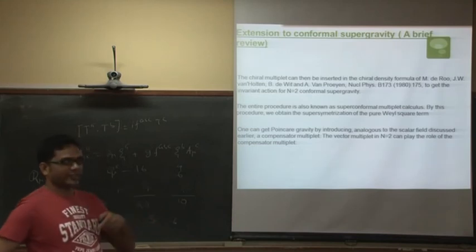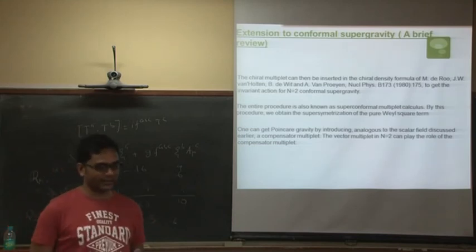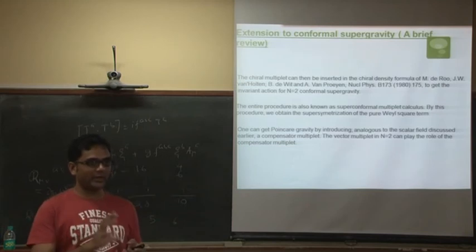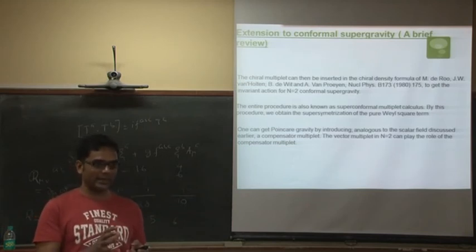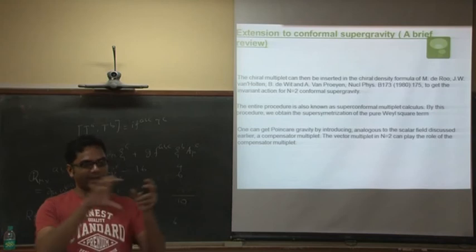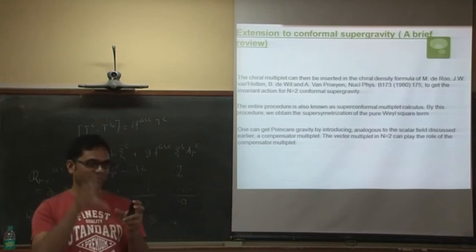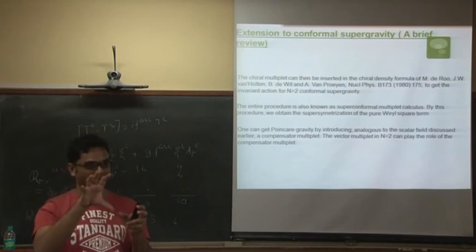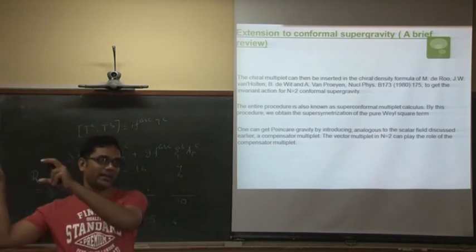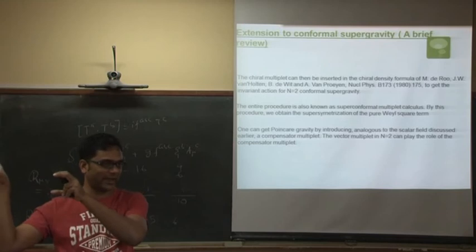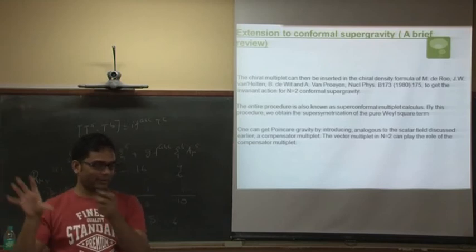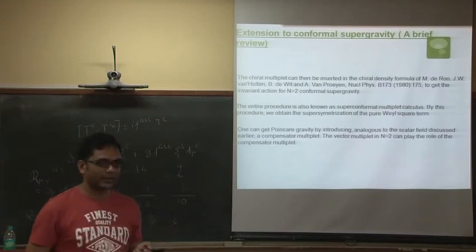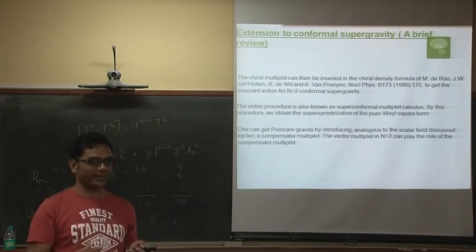Analogous to the scalar field, you have a vector multiplet here. So you can write down a vector multiplet action. The vector multiplet you can also write down as a chiral multiplet and use in the density formula. So you can write down an action corresponding to the vector multiplet. That is analogous to the kinetic term for scalar fields that we had. That plays the role of the complex scalar.